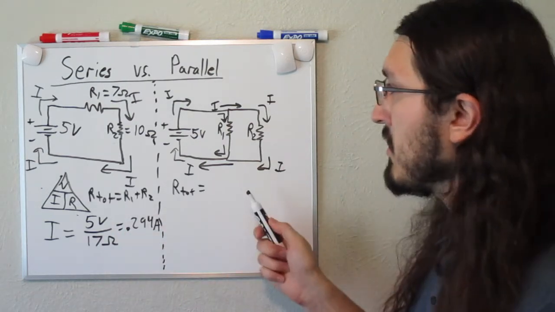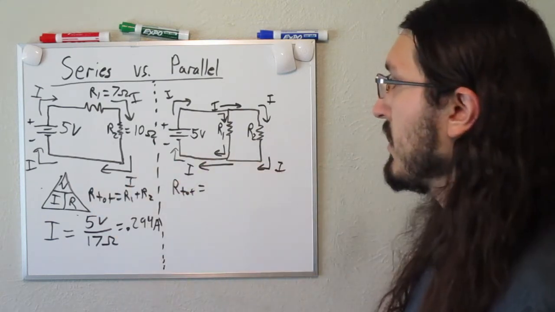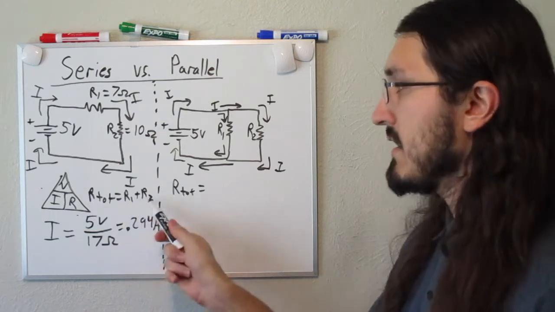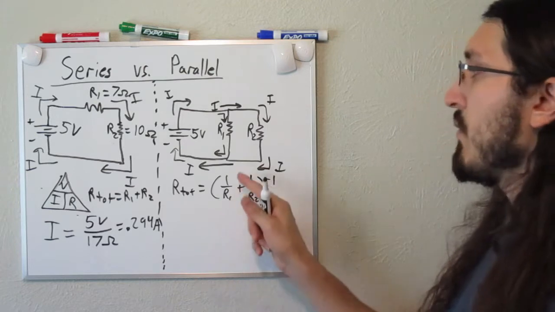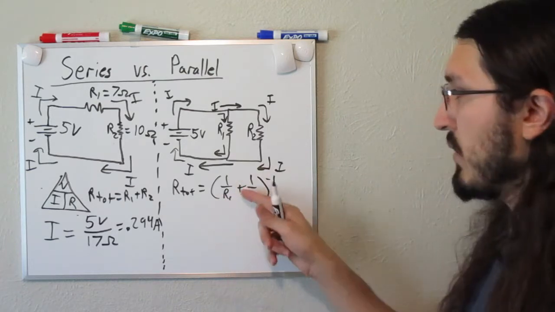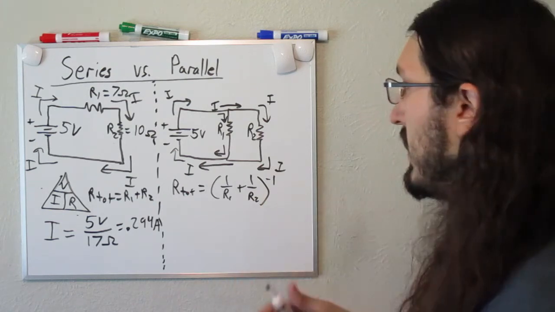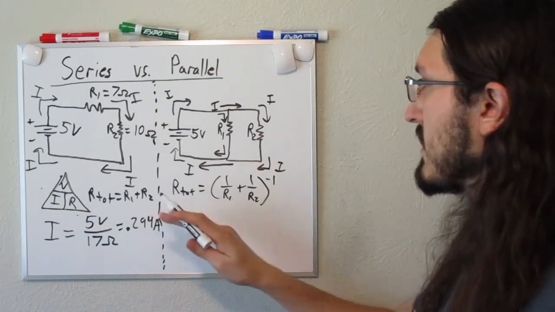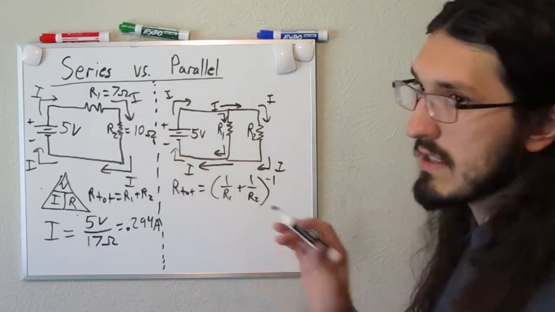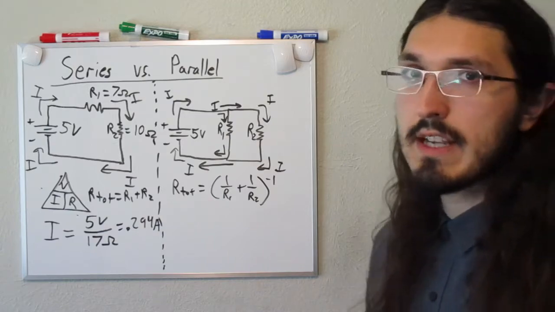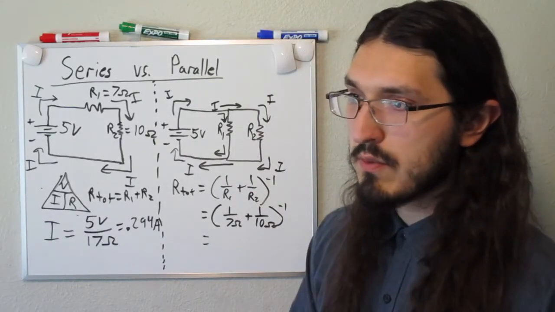The first thing to take note of is that you need to calculate total resistance differently between the two. In a series circuit, you just add the resistances, but in a parallel circuit, you have to follow this equation. You add 1 over the resistance plus 1 over the other resistance, put that in parentheses, and then take the negative 1 exponent. So in this case, I'm going to have to do 1 over 7 ohms plus 1 over 10 ohms in parentheses, and then put the negative 1 exponent after that. When I put this in my calculator, it comes out to approximately 4.118.